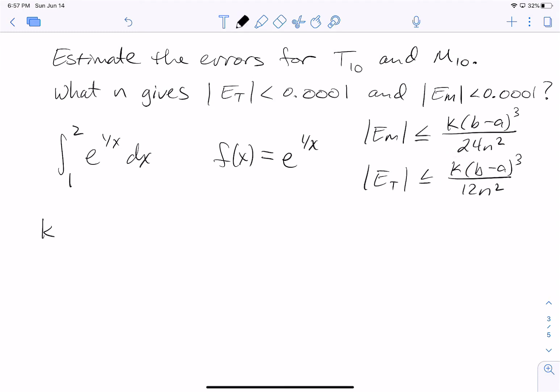K, remember, is a value such that the second derivative of f is less than K for x in the interval, in this case, from 1 to 2. Folks, that means we need the second derivative of f. Just for practice, I want you to pause the video and go ahead and find f double prime for e to the 1 over x.